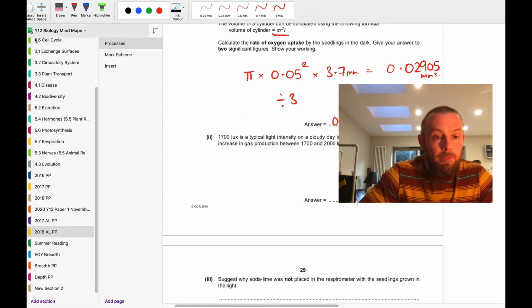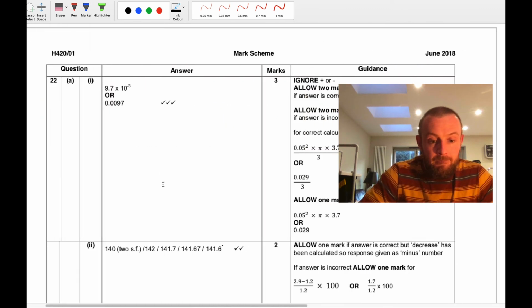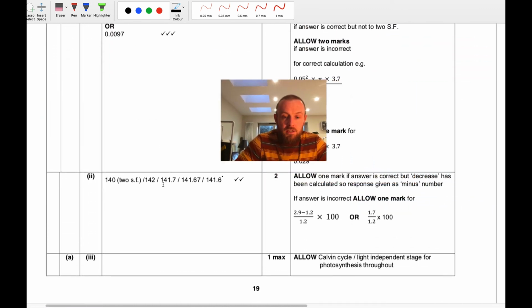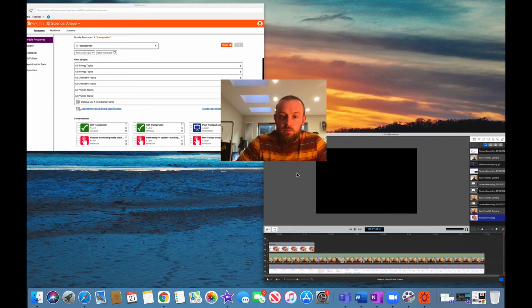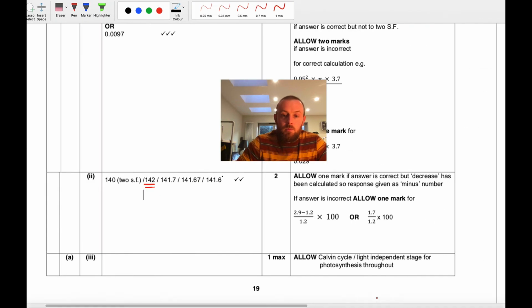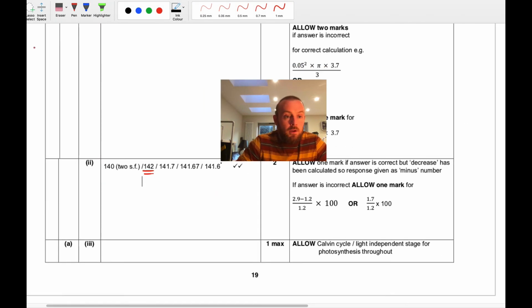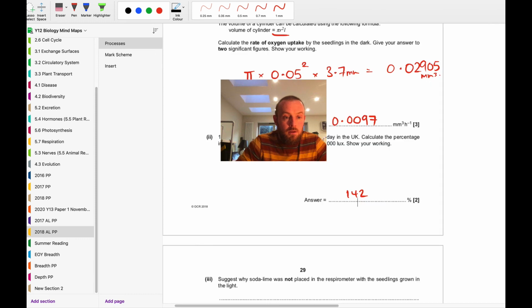Check the mark scheme. Yep. Did it say to 2 significant figures? No, 142 is what I got. I think that's all right. Yeah, 142 or 141.7. Okay, back to the paper.